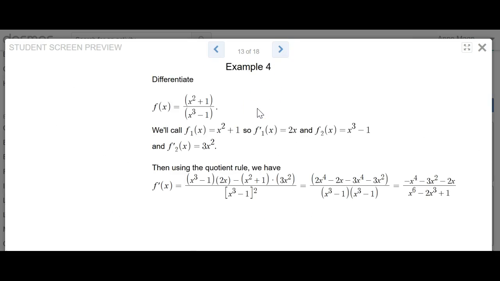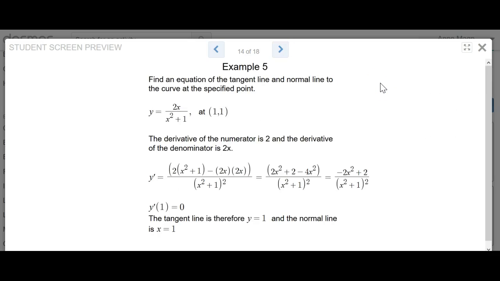So here's an example for the quotient rule. Our numerator is x squared plus 1. Our denominator is x cubed minus 1. So we find the derivative of each of those separately. The derivative of the numerator is just 2x, and of the denominator it's 3x squared. Then applying the quotient rule, we have the denominator times the derivative of the numerator minus the numerator times the derivative of the denominator, all over the denominator squared. And then we just multiply that out. And this is our derivative.